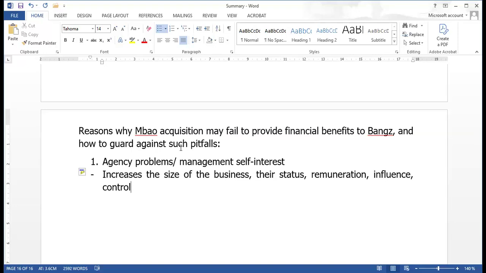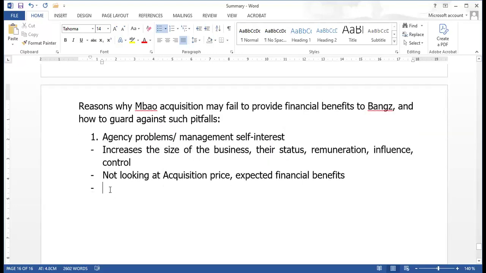So, if they are not really looking at the acquisition price, they may not focus on that too much, they may not focus on the expected financial benefits. If they are doubtful, all this will result in the acquirer investing substantial funds in a transaction that does not generate adequate return. I hope you have understood that point.